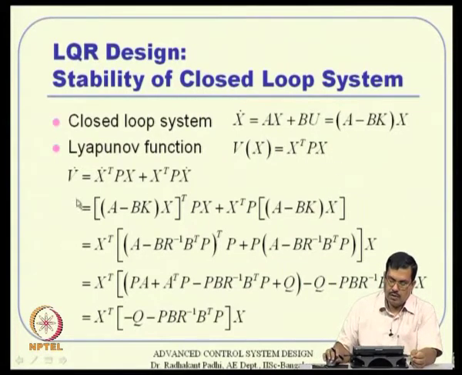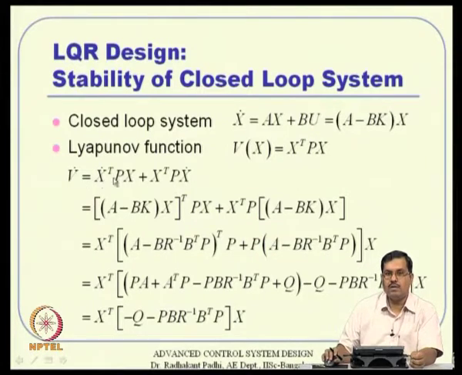Then we can think of taking this time derivative now. Remember all these things we are talking about are for a constant P matrix solution, the infinite time problem. So, V dot turns out to be like this: x dot transpose times P x plus x transpose times P x dot, and x dot is nothing but (A minus BK) times x. So, (A minus BK) x transpose is there times P x, plus x transpose P times x dot.